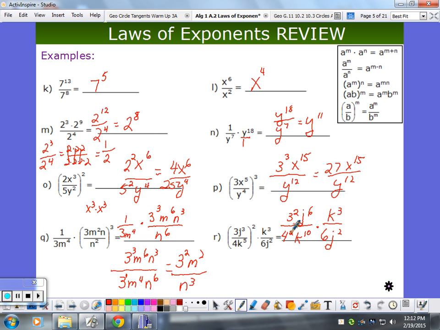Okay, so let me put this all together. On the top, I've got a 3 to the 6, j to the 6th, k to the 3rd. I've got a 4 squared. You know what, that's 6? I'm going to write it as 3 times 2. Why am I doing that? Because see that 3. I'm going to put the j first, so it's under that one, and then the k.